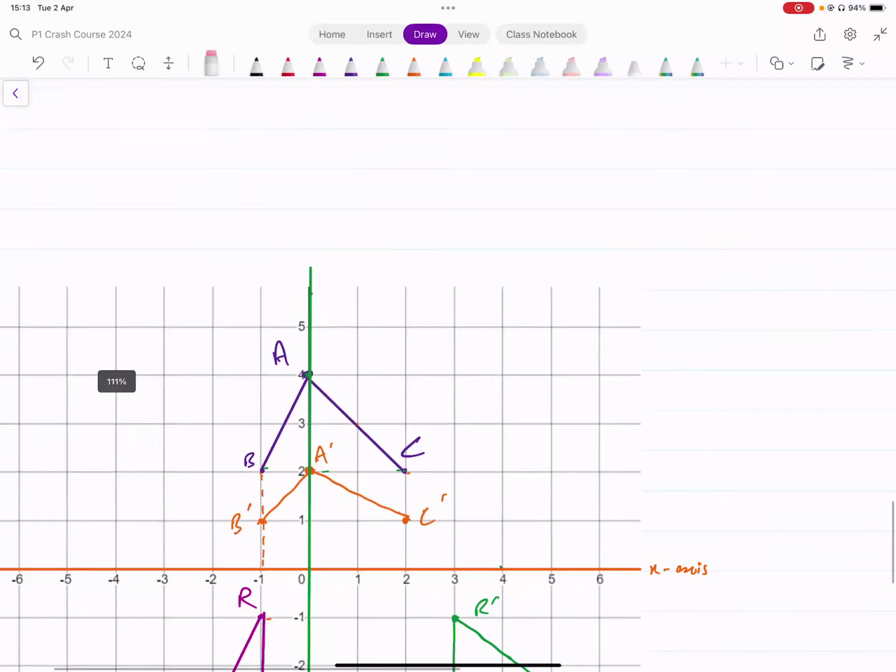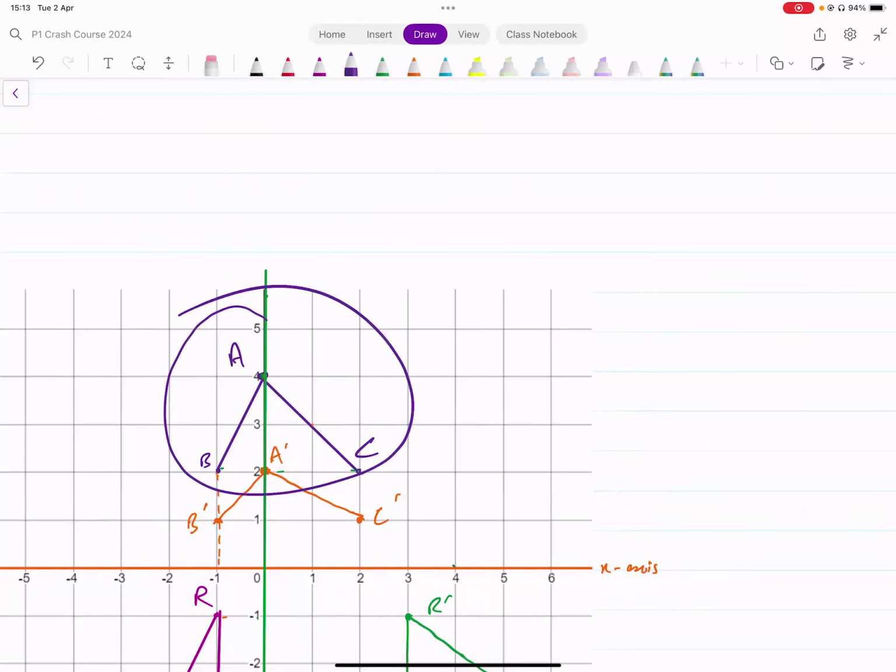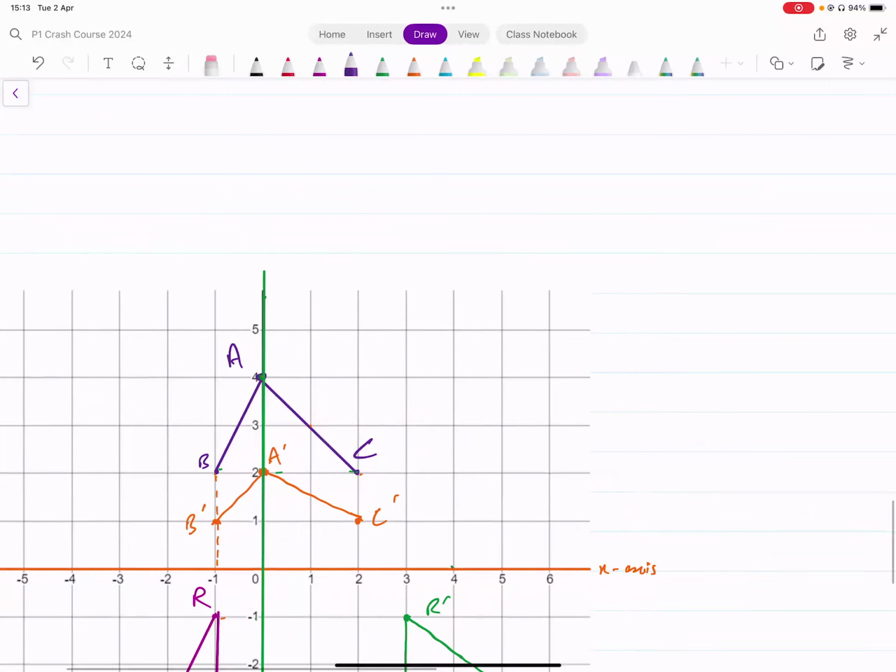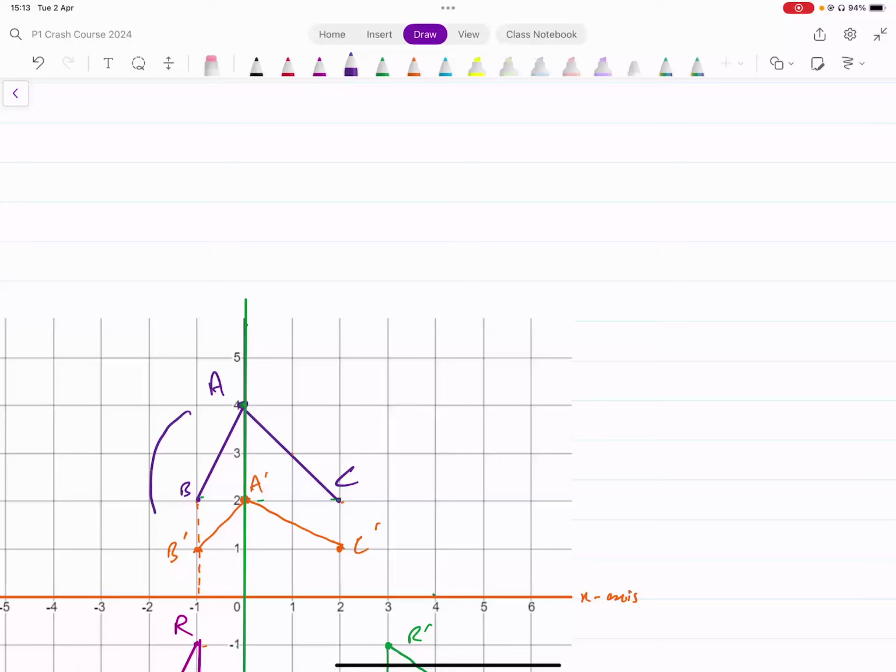What do you think? If you have to go from this figure ABC, it's not exactly a triangle now, to the one in orange, what transformation do you think has happened here? How would you describe this transformation? Any idea? A stretch by a scale factor of 1/2. Stretch by scale factor 1/2. So that's very good, but you also have to tell the direction. Is it vertical stretch or horizontal stretch?